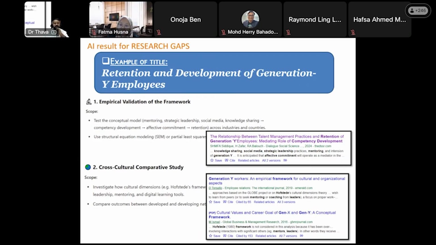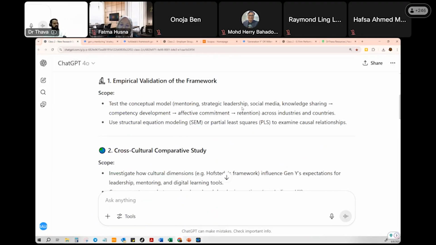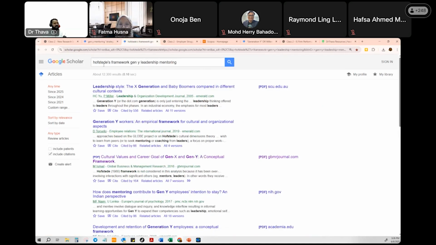If you don't know how to use Google Scholar, because most students nowadays don't, if I give you all the keywords, just go and type here: Gen Y, mentoring, strategic leadership, using quotation marks, social media, knowledge sharing, competency development, affective commitment, retention. You'll get the first paper out there, you see? Already done. Same thing here with Hofstede's framework, Gen Y, leadership, mentoring: you can find the papers already.